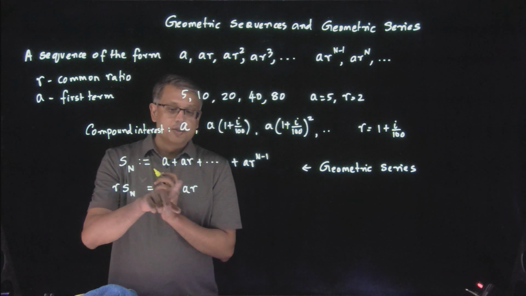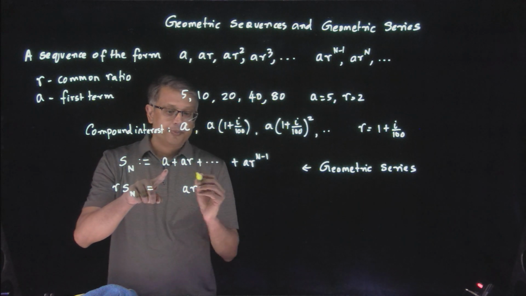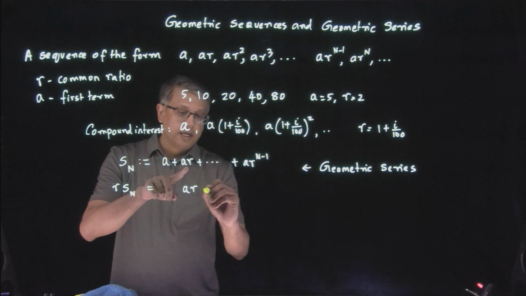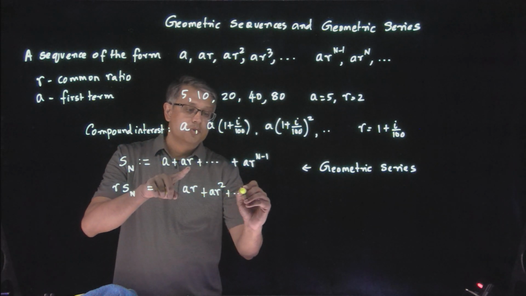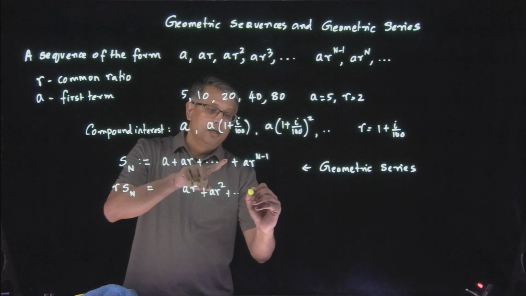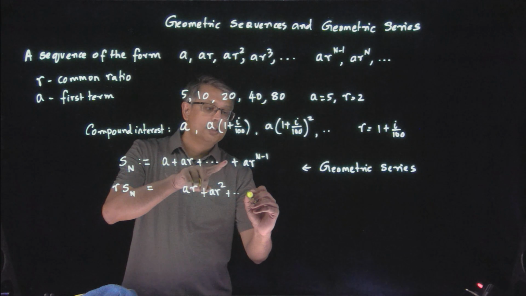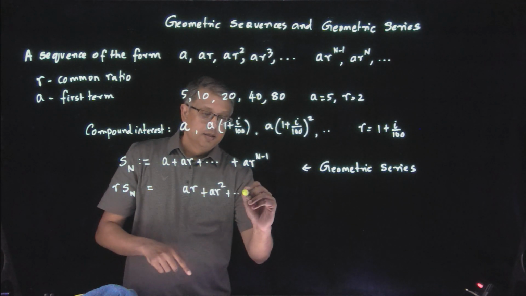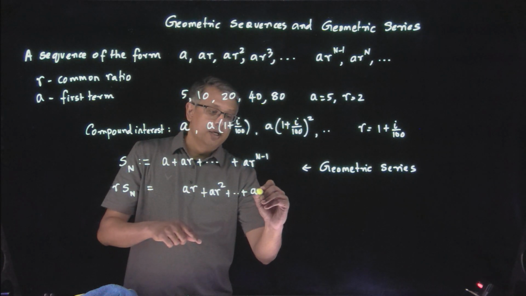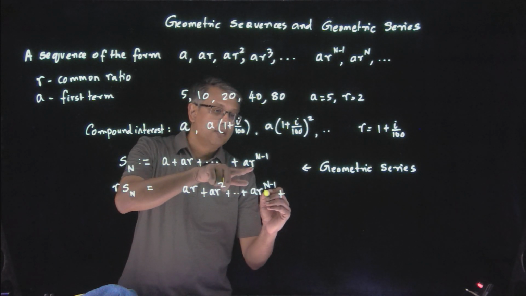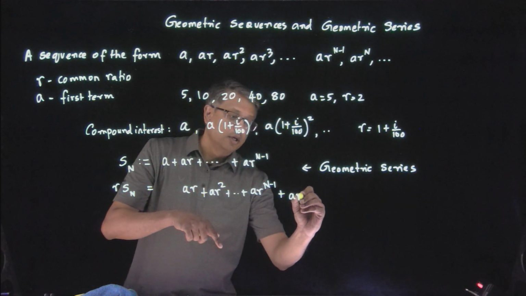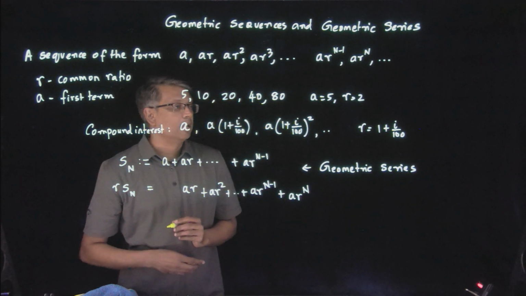So this was obtained from the first term here. Now when I multiply this term by r, I'm going to get a r squared, so on and so forth. And when I take the last but one term, which is a times r to the n minus 2, and I multiply that by r, I'm going to get a times r to the n minus 1. And then when I multiply the a times r to the n minus 1, I will get a times r to the n.